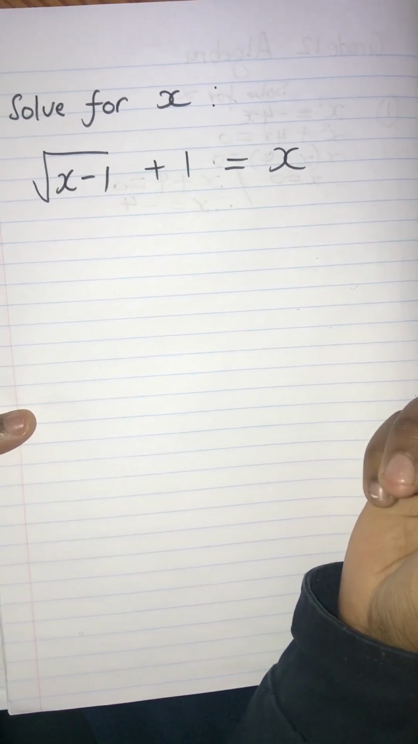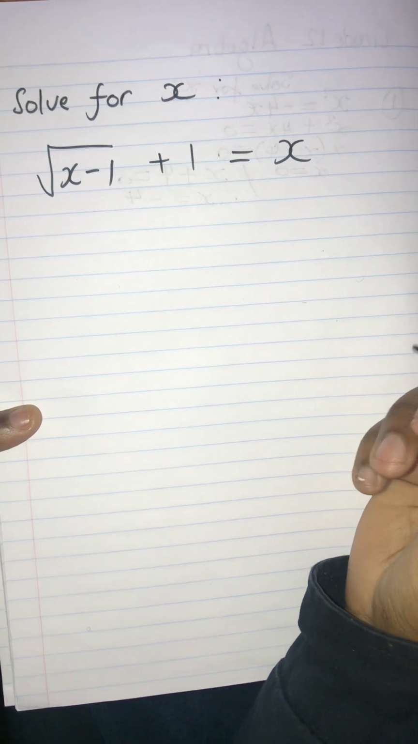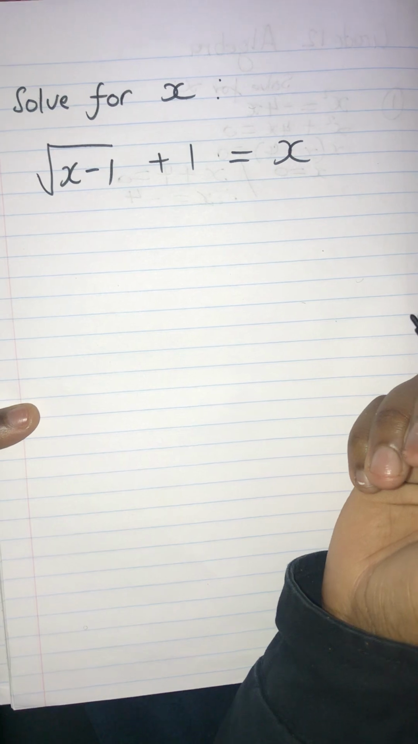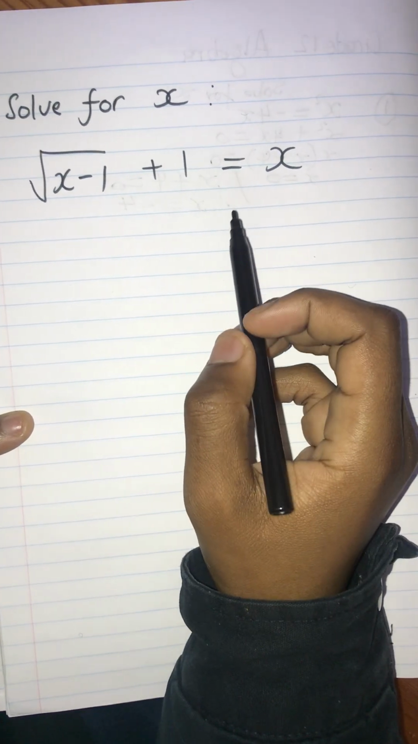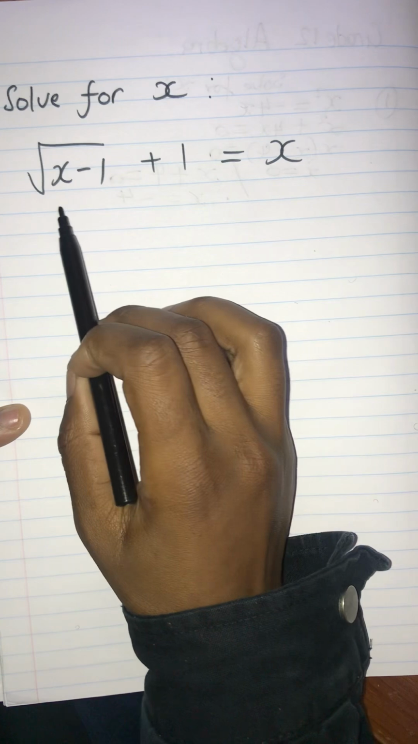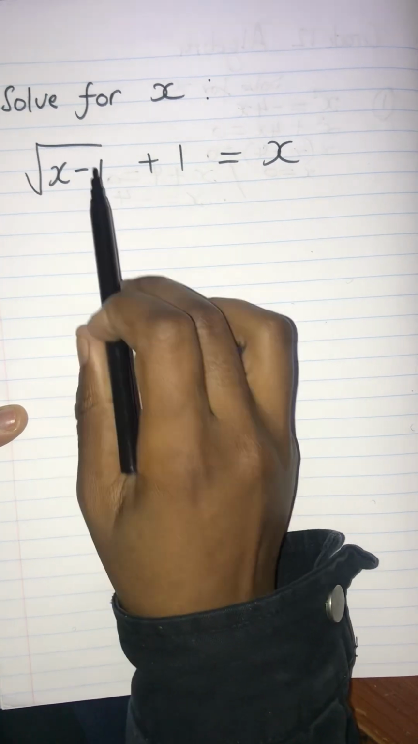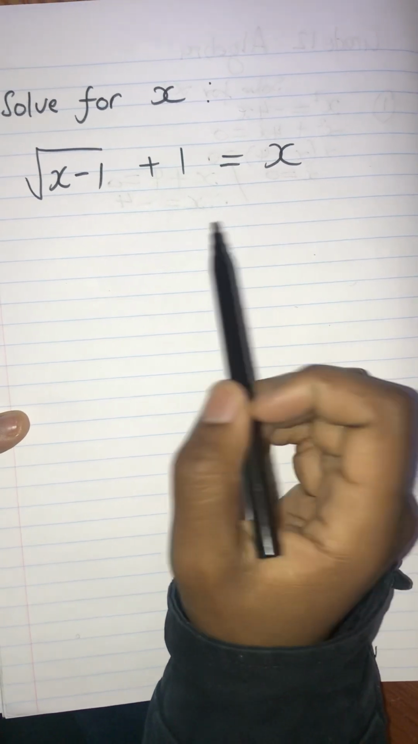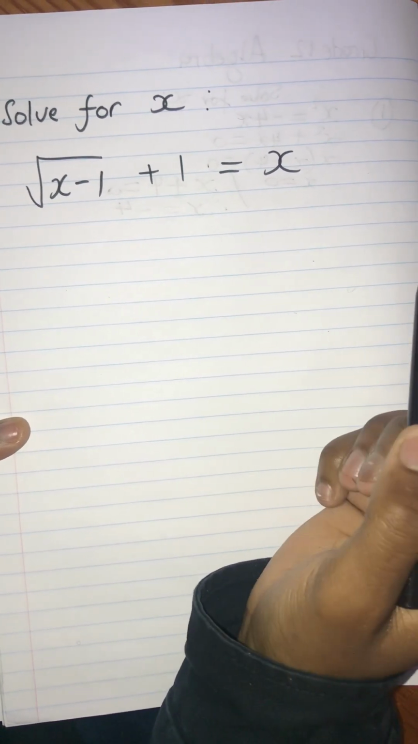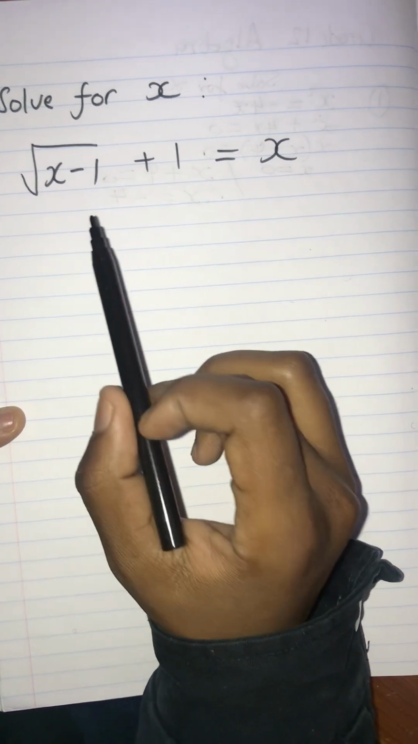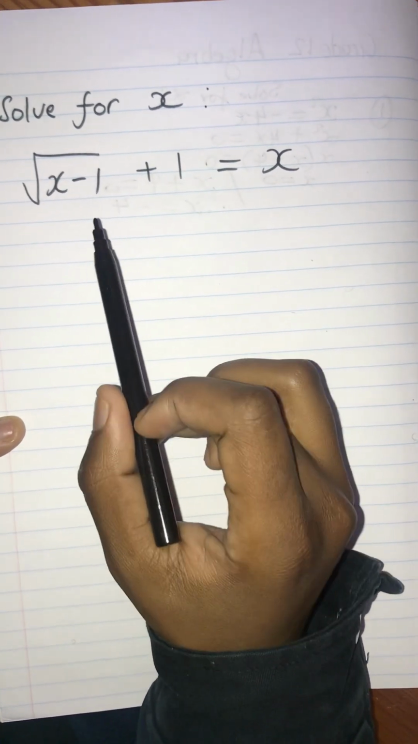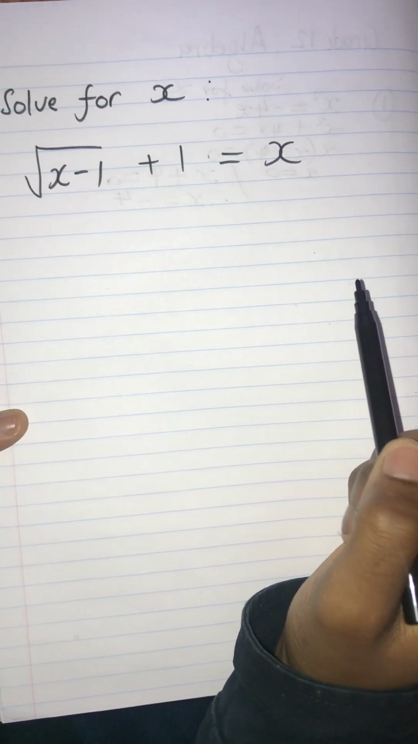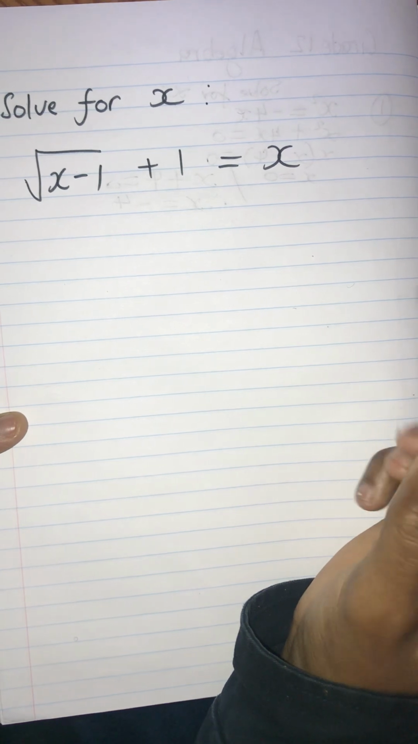This is another question from grade 12 algebra. We are required to solve for x. As I said in the previous video, if we have a radical sign or a square root in our equation, we have to transpose all other terms to the other side and remain with the term that has the square root, so that we can square on both sides to remove the square root.